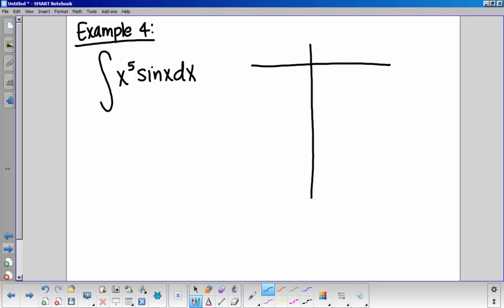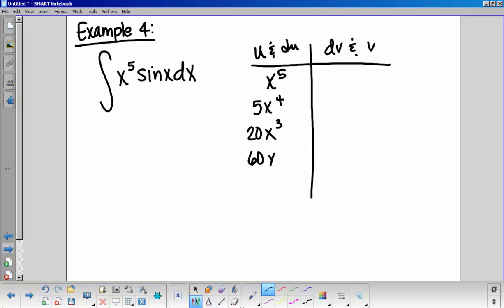So remember, what goes on the left side are u and its derivatives, and then on the right side go the dv and its integrals. So what are we going to let u be in this case? x to the 5th, because that's the polynomial piece. So what are the derivatives? 5x to the 4th, 20x cubed, 60x squared, 120x, 120, and 0.